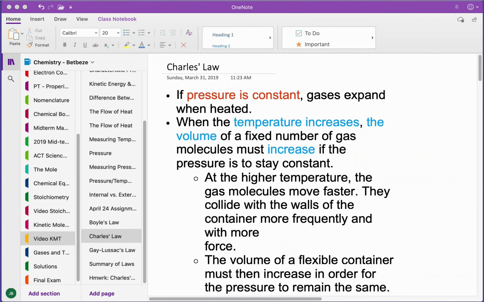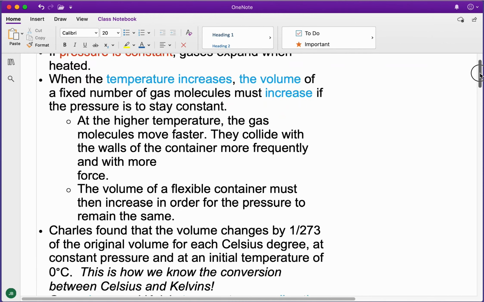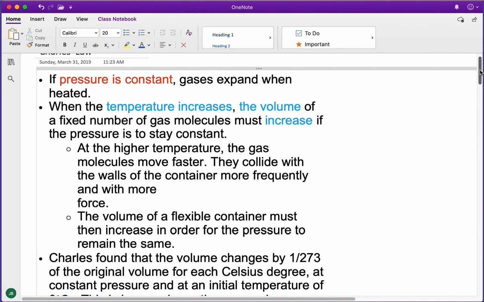Okay, so for today's lesson, we're going to look at the last two of our gas laws. We're going to start off with Charles's law, and then the last one we do will be Guy Lussac's law. But let's go ahead and start off with Charles's law. In Charles's law, we keep pressure constant.